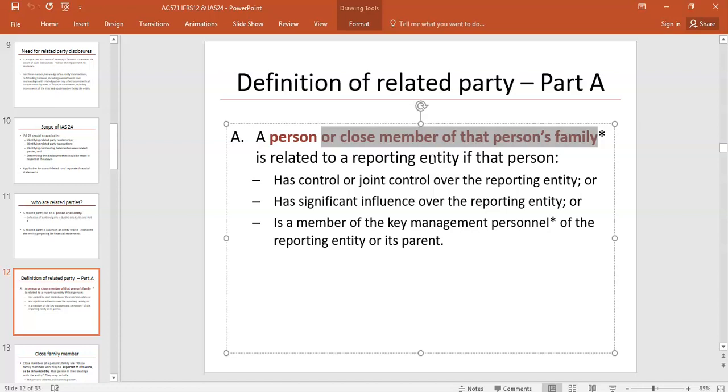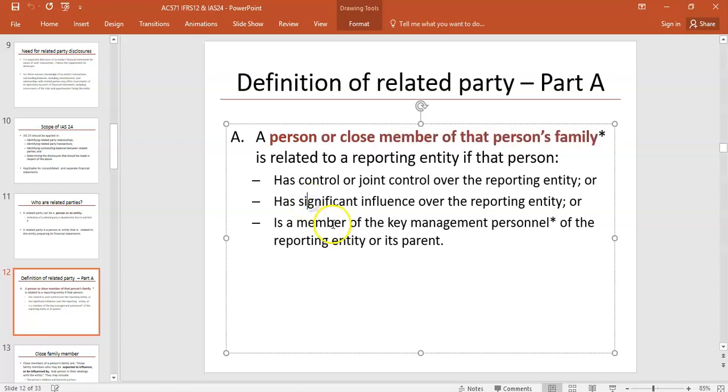So any transactions I do with that company, I take assets out of the company, I sell assets to the company, I buy from the company, I sell to the company, all of that must be disclosed. Otherwise I could influence what price it's at, and it could be artificially high or artificially low. If I have significant influence, for example, I own 30%, I'm also a related party.